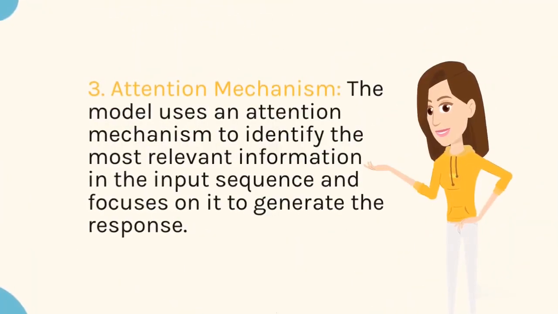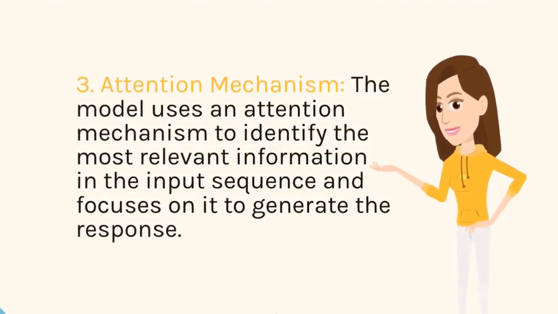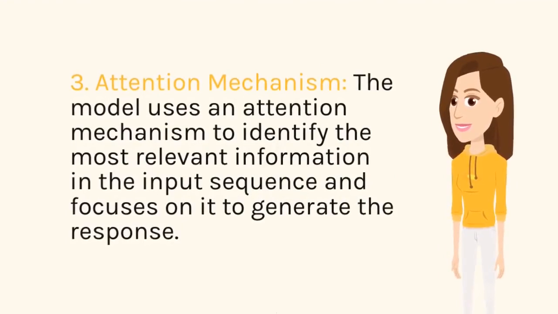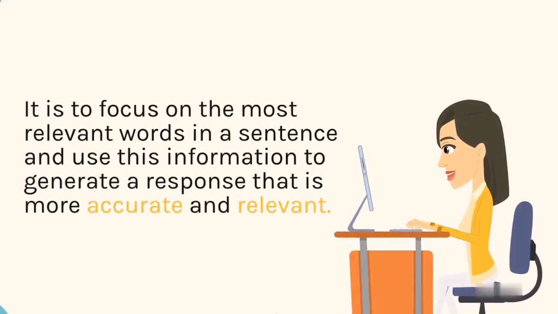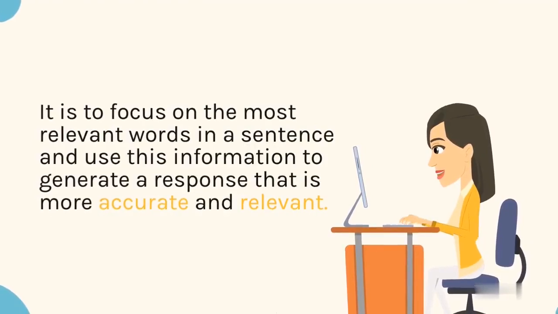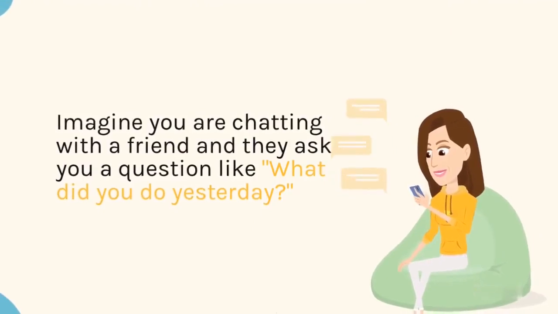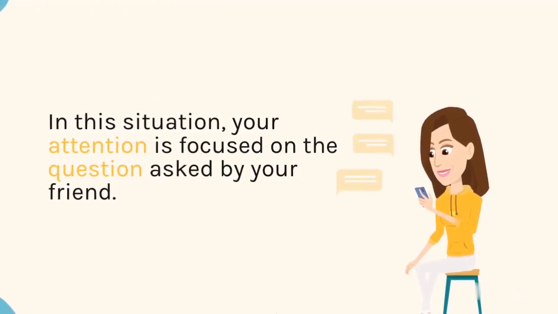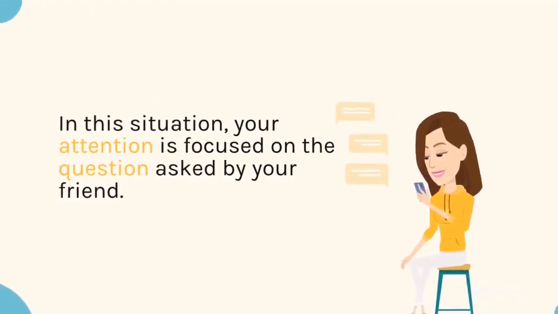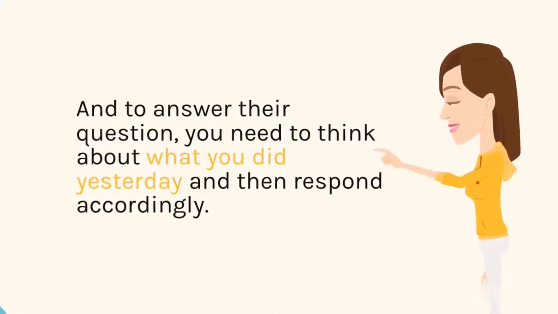3. Attention mechanism. The model uses an attention mechanism to identify the most relevant information in the input sequence and focuses on it to generate the response. It is to focus on the most relevant words in a sentence and use this information to generate a response that is more accurate and relevant. Imagine you are chatting with a friend and they ask you a question like, "What did you do yesterday?" In this situation, your attention is focused on the question asked by your friend. And to answer their question, you need to think about what you did yesterday and then respond accordingly.